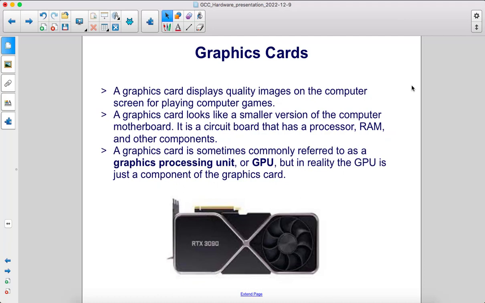A graphics card displays quality images on the computer screen for playing computer games. A graphics card looks like a smaller version of the computer motherboard. It's a circuit board that has a processor, RAM, and other components. A graphics card is sometimes commonly referred to as a graphics processing unit, or GPU, but in reality, the GPU is just a component of the graphics card.